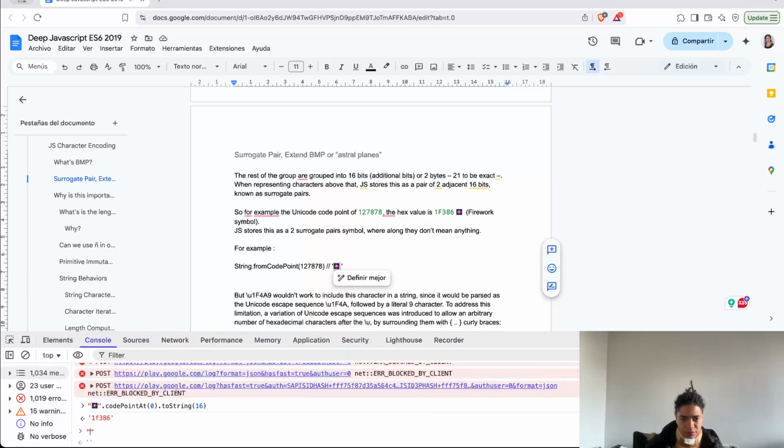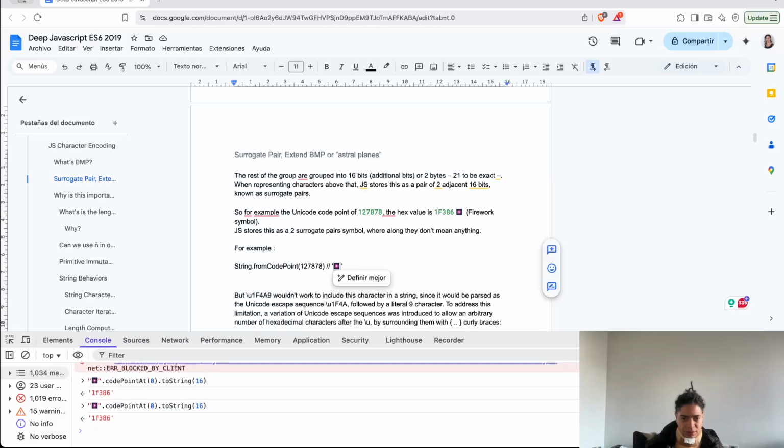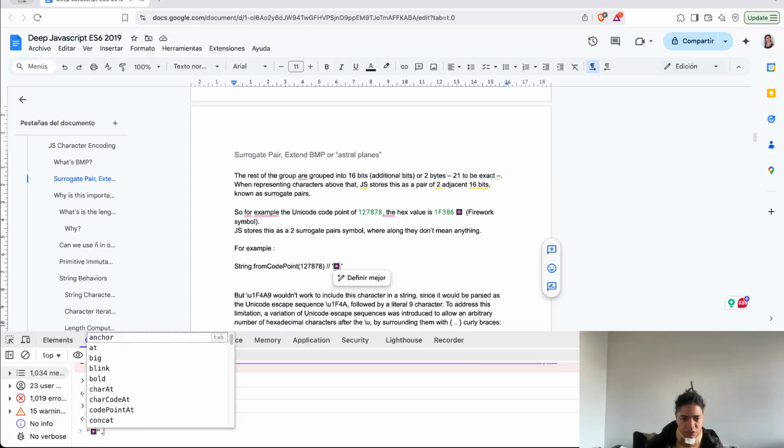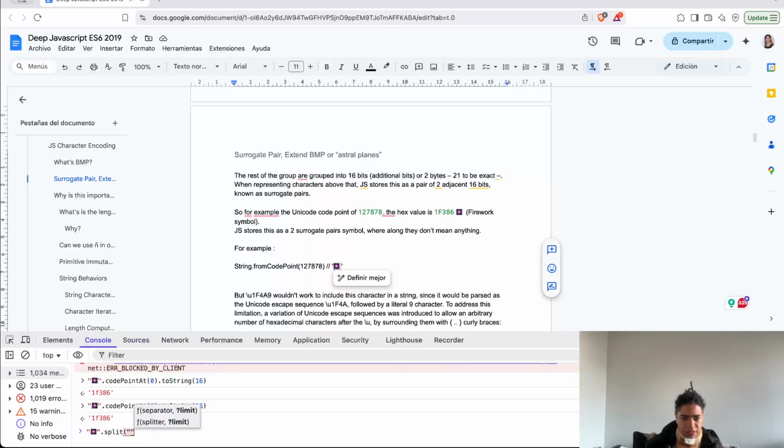Why does it have this length of two? Why does this actually show you a length of two? Well, because the internal representation of this is now using these two surrogate pairs.